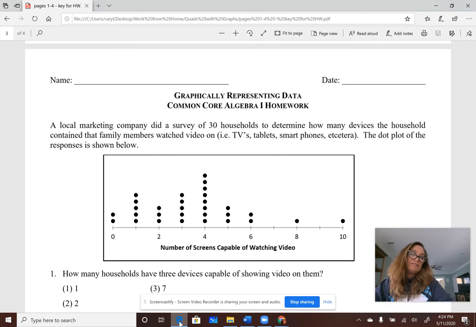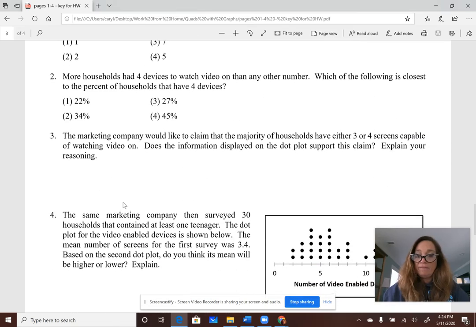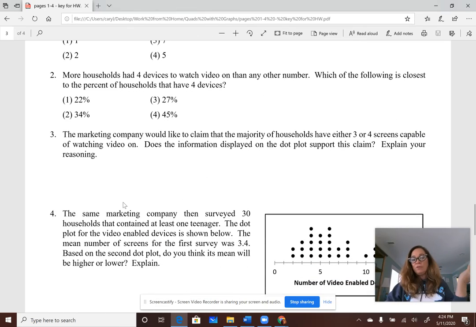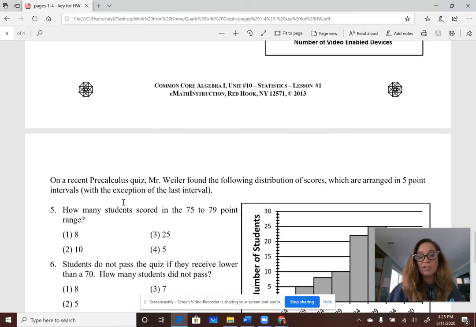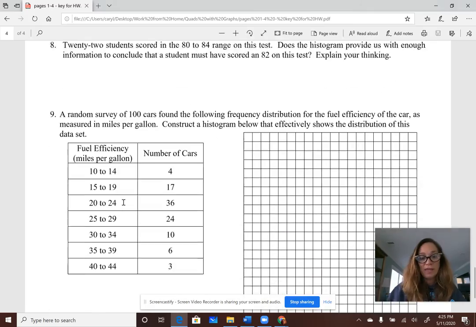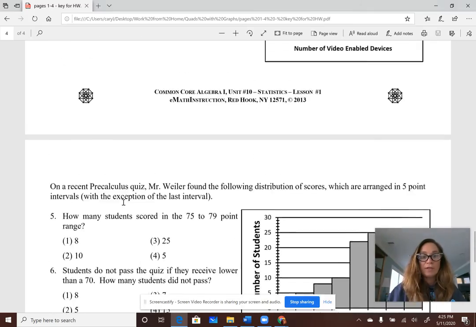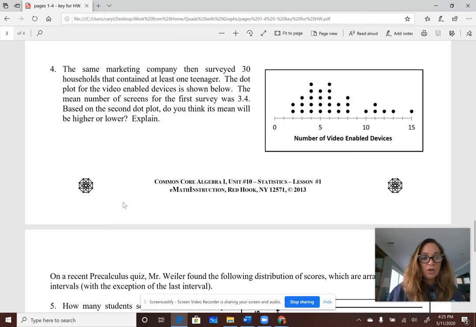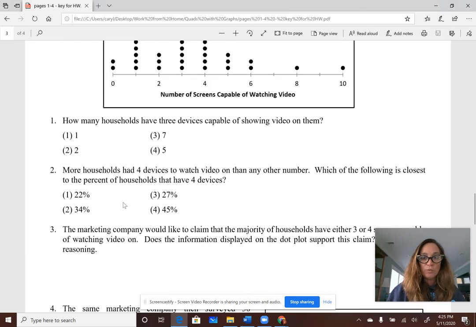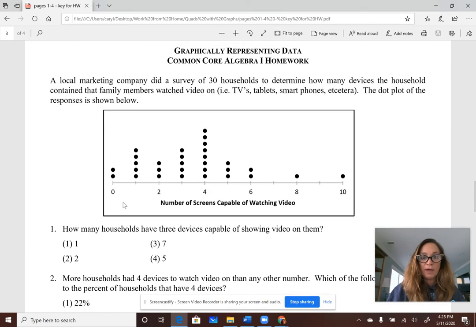Hi guys, this video is going to do pages 3 and 4 of the homework. If you need to watch this video, if you don't need to watch this video, you're not probably watching it, so I don't know why I'm telling you that. Okay, so I'm going to start on page 3. You should have done 1 and 2 with the video provided, so here we go.